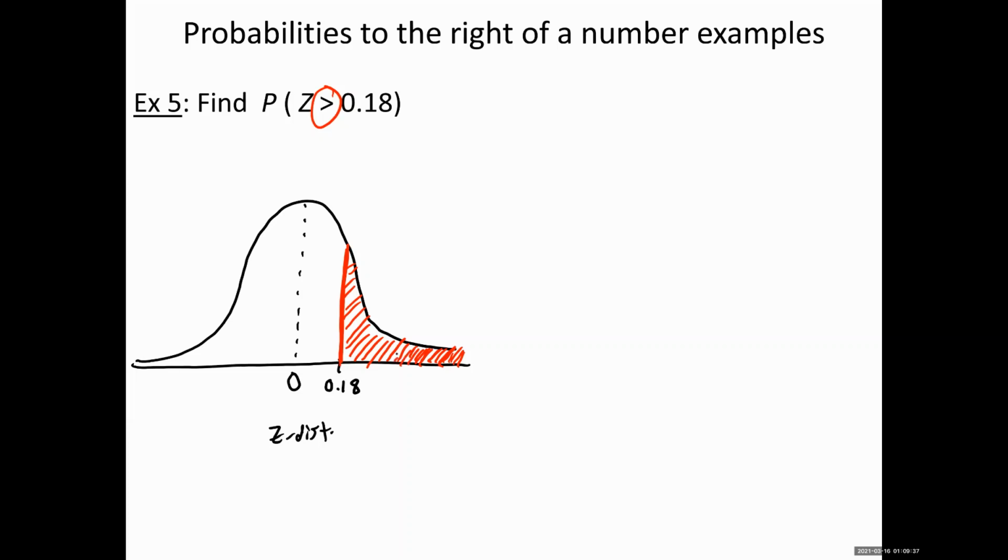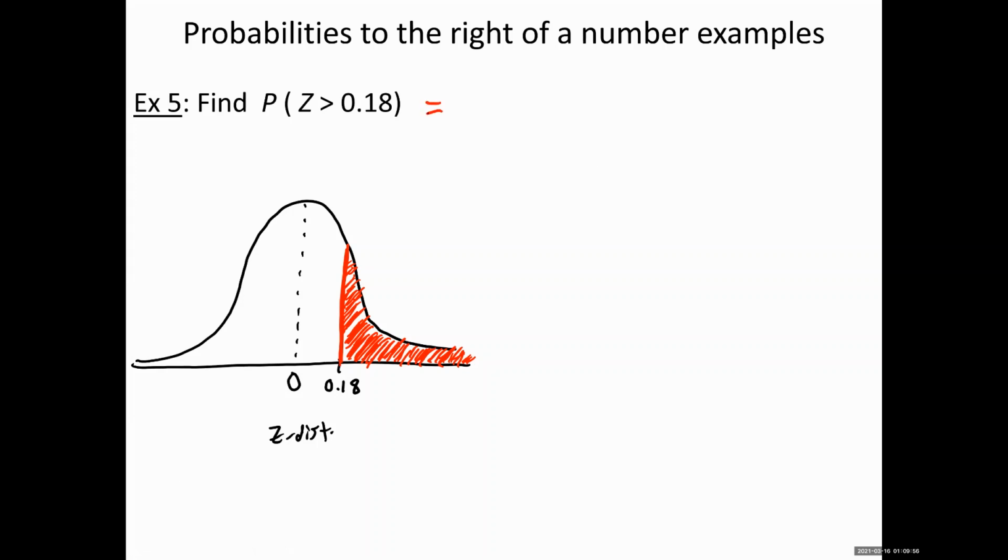Where are the numbers that are bigger than 0.18? They're on the right of it, so you shade to the right. Under the curve, above the x-axis, to the right of 0.18, forever to the right. So you draw that picture. Okay, next thing you do, again, when it's a probability z greater than something, you're going to write a formula.